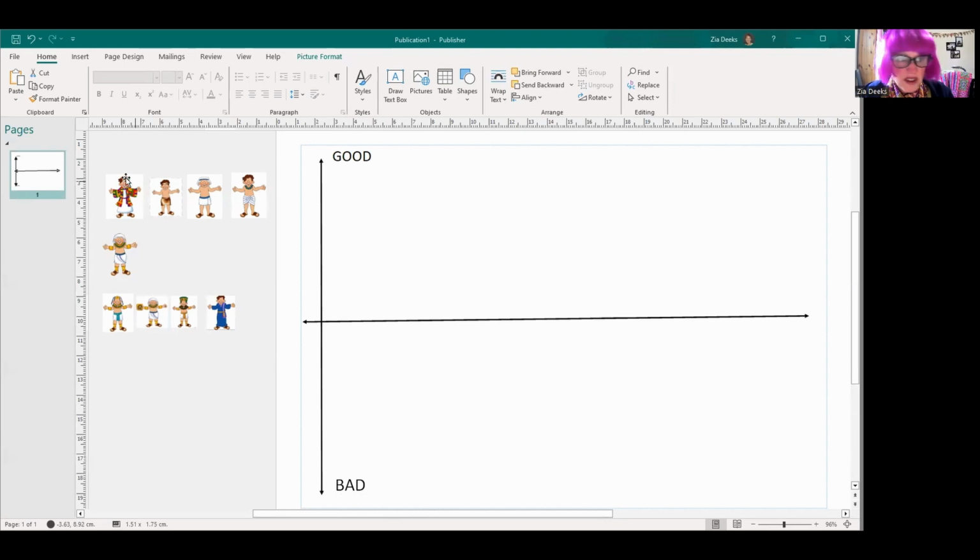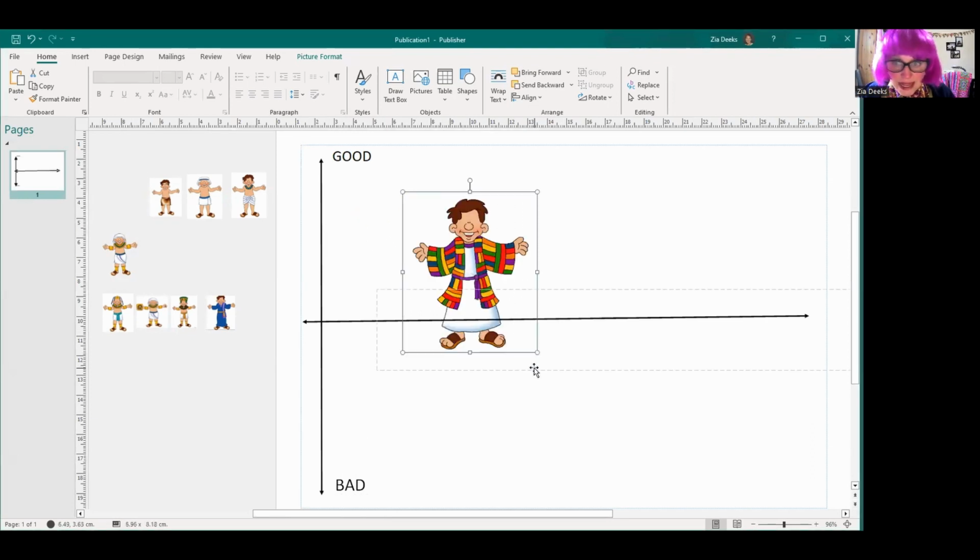Okay, so we're going to start with our first picture. Here's Joseph. We'll make it nice and big so you can see it. And Joseph is looking pretty good, isn't he? He's got his lovely coat on, because of course he was Daddy's favourite. His daddy buys him a very special coat. But his brothers don't get very happy with him, do they? But right now, life's good.